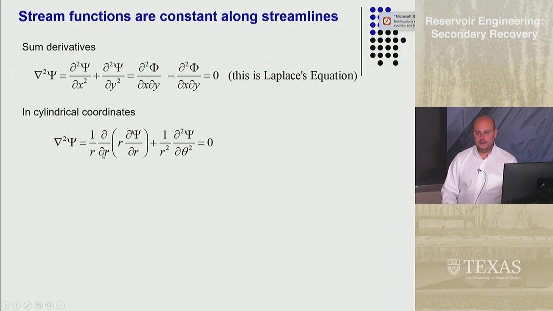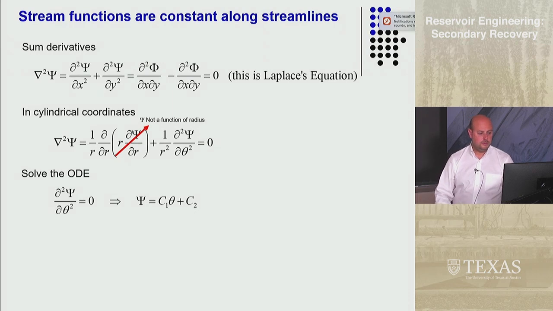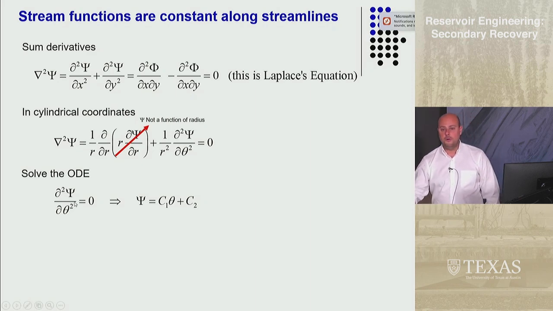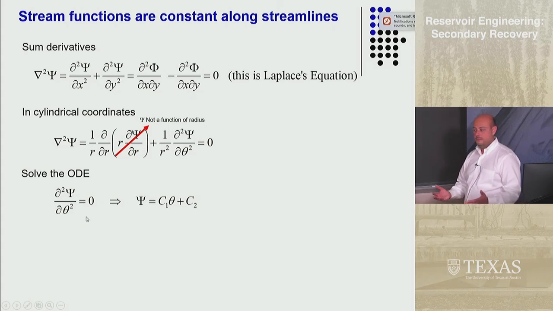And we can simplify this significantly because the stream function is only a function of theta. It's not a function of the radius r. And so what that means is that that whole term goes away. Now you're left with a much simpler partial differential equation. Okay, you can pull this r over here is equal to 0. Now you've got what's not a partial differential equation, but an ordinary differential equation. So the second derivative of your stream function with respect to theta squared is equal to 0. That's really easy to solve.